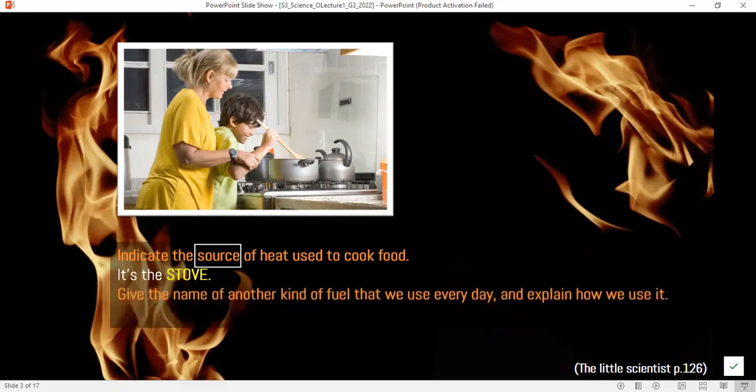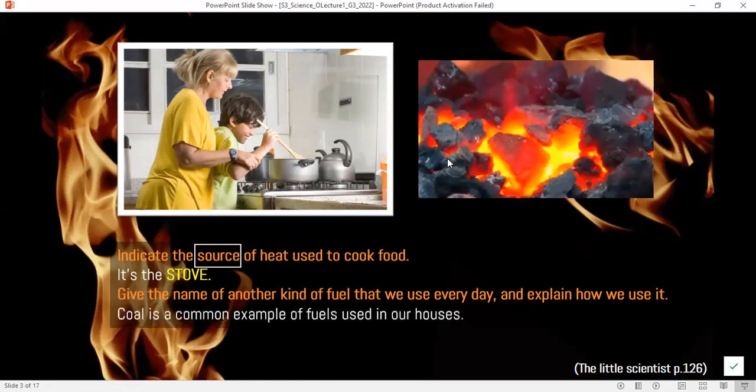Can you give me the name of another kind of fuel, something that we burn and that we use every day and that help us in our houses? There are many. I chose the coal. We burn coal to make heat energy. This energy helps keeping us warm, and also it helps us to cook food.